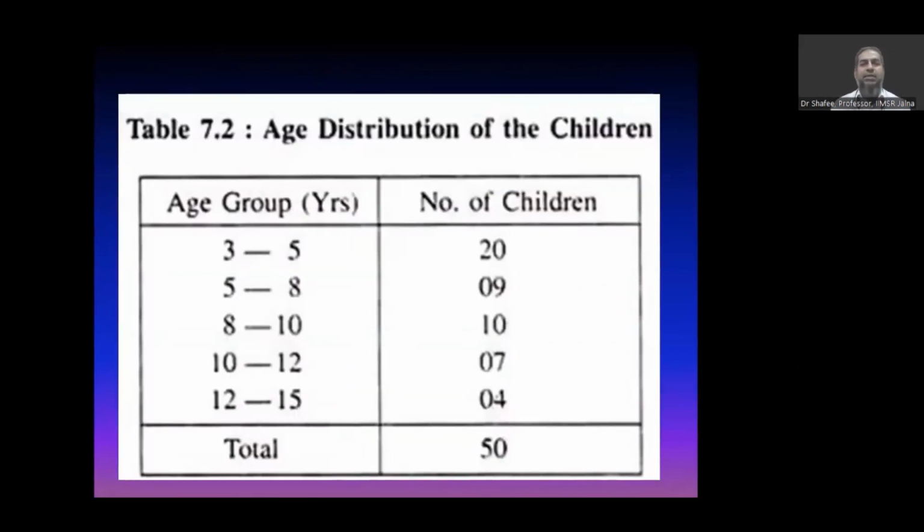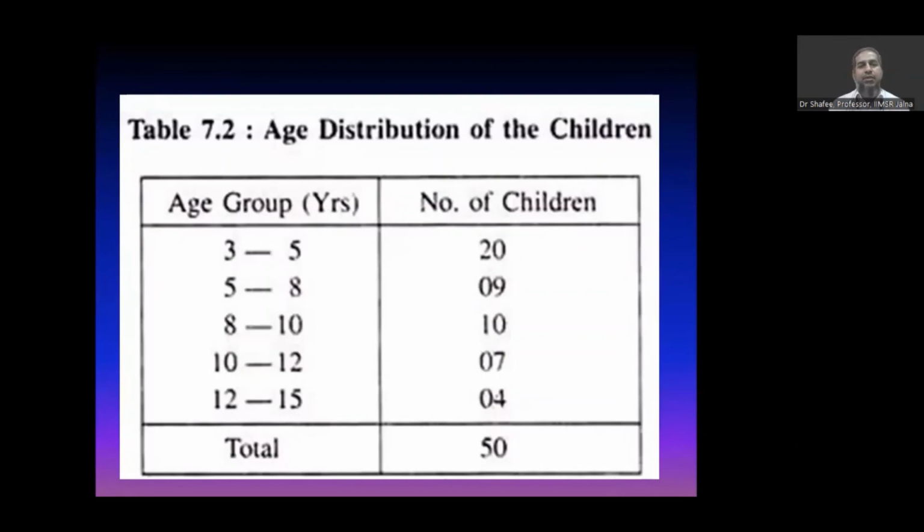Now this is another table. You can see here there is a table number 7.2, and the title is age distribution of the children. Now there are 2 columns. Number 1 is age group in years, where the unit is given, and the second column is number of children. Now you can see here there are 5 groups of age for the children. Number 1 is 3 to 5. You can have one more column, the first column, serial number.